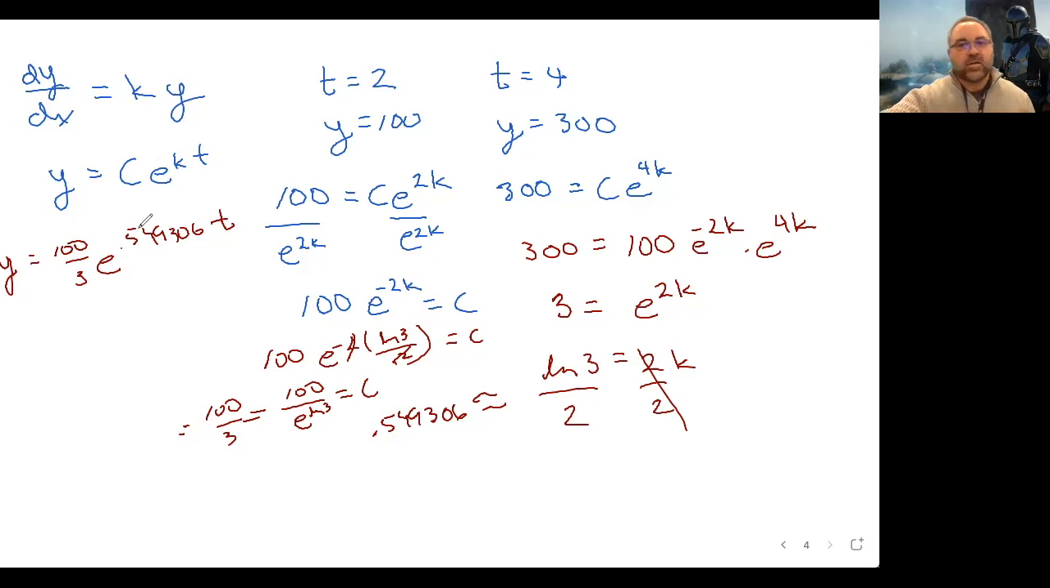So, all right, well, that's it for today, guys. So that's it, exponential growth and decay. All comes down to solving that one little differential equation and using the formula y equals ce to the kt, or kx, depending on what your variables are.